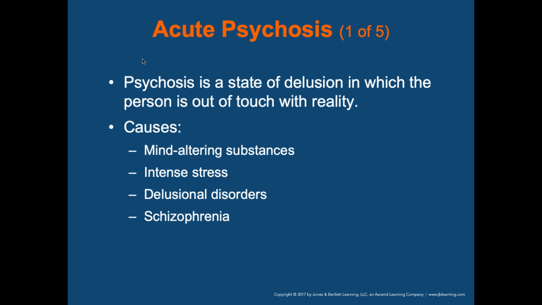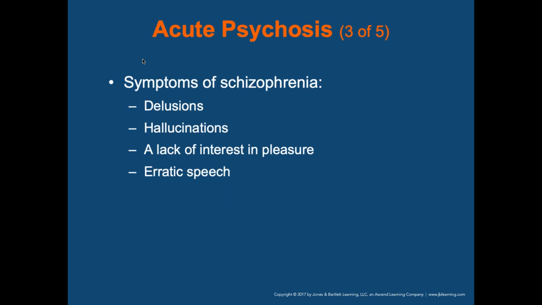Psychosis is a state of delusion in which the person is out of touch with reality. So we have acute psychosis. Causes would be intense stress, schizophrenia, delusional disorders, and mind-altering substances that are out there. Schizophrenia is a complex disorder that is not easily defined or treated. Typically onset occurs during adulthood, and influences thought to contribute include brain damage, genetics, and psychological and social influences.